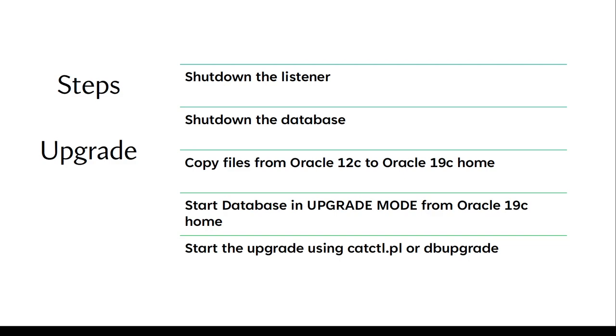Once all of that is done, we will start the database in upgrade mode from the Oracle 19c home. That is very important: we need to start the database in upgrade mode from the Oracle 19c home. Then we will upgrade the database, and there are two options: either we can use the Perl utility or the DB upgrade utility. It's your choice, you can do it whichever way you want.